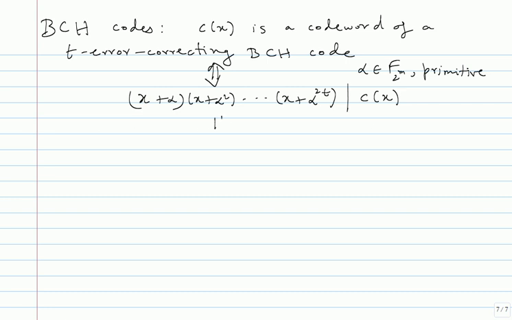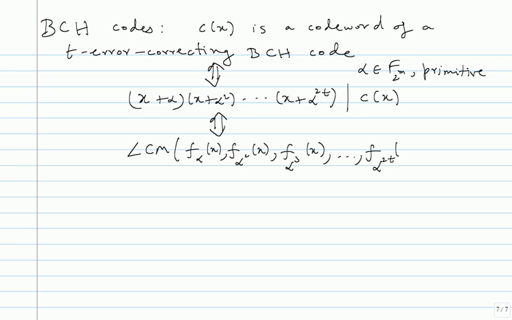From here, one can show this will happen if and only if the LCM of F alpha of X, F alpha squared of X, F alpha power 3 of X, and so on till F alpha power 2t of X divides C of X. It's easy to make this argument. Because X plus alpha divides C of X, and C of X has binary coefficients, one can claim that the minimal polynomial of alpha has to divide C of X. Alpha is a root, so alpha squared is a root, alpha power 4 is a root, all those are roots, and they don't have any common factors, so multiplying them together, the minimal polynomial has to divide C of X.